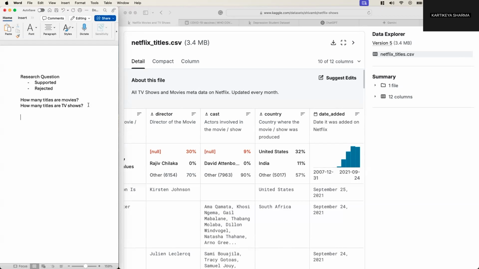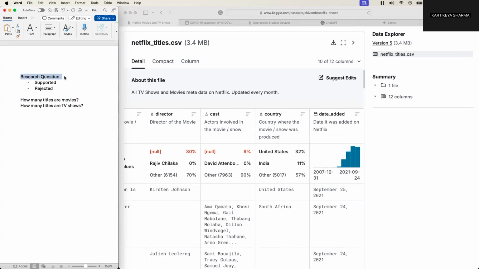Would you consider these good research questions or bad research questions? I would characterize these as bad research questions, mainly because they lack detail. If you think about it, we can answer both of these questions in one word. For example, how many titles are movies? This can be something like 3,000. And then how many titles are TV shows? That could be just another number as well.